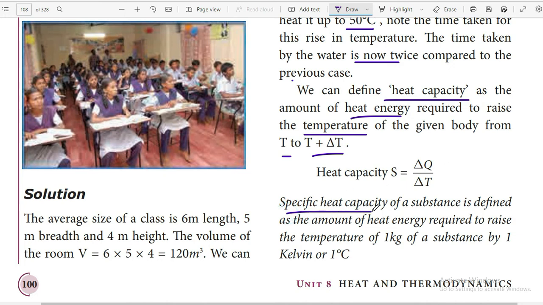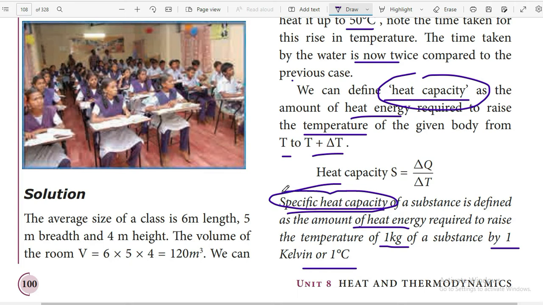Now the specific heat capacity of a substance is defined as the amount of heat energy required to raise the temperature of 1 kg of the substance by 1 Kelvin or 1 degree Celsius. See, here it is written as heat capacity, and here it is written as specific heat capacity.